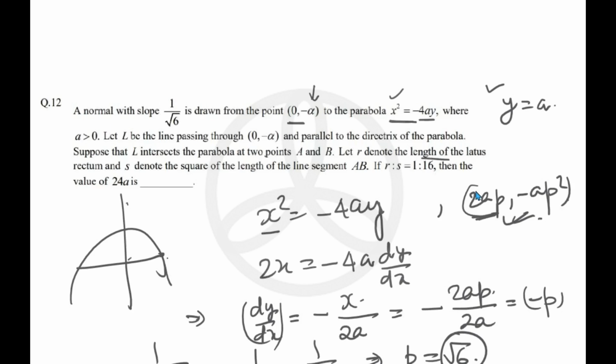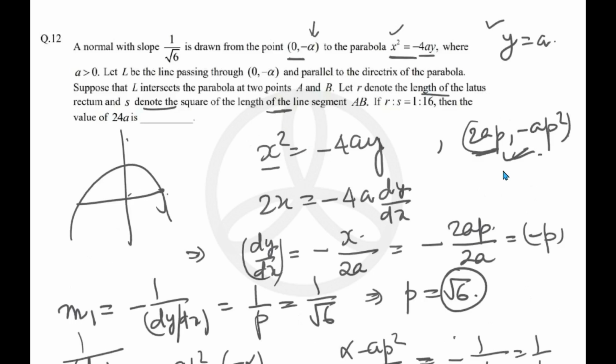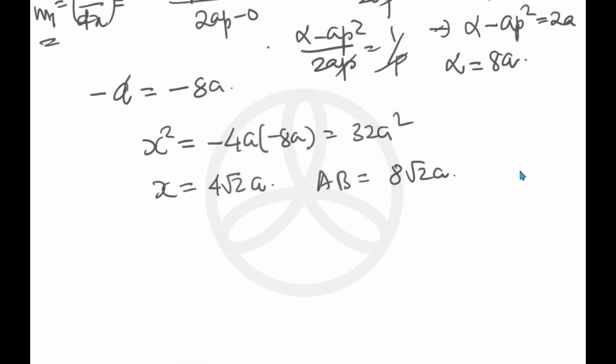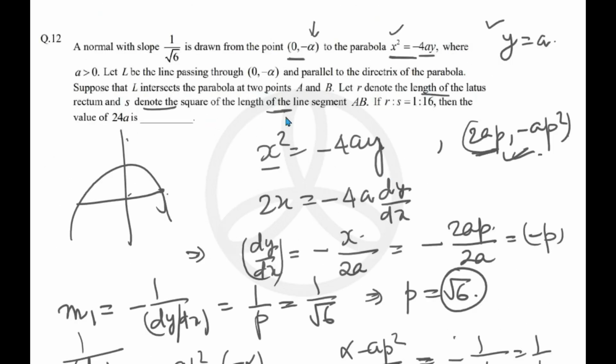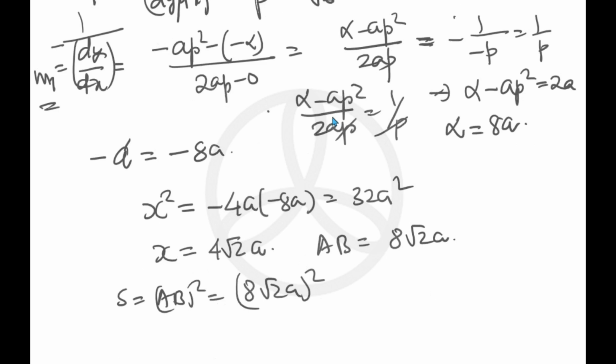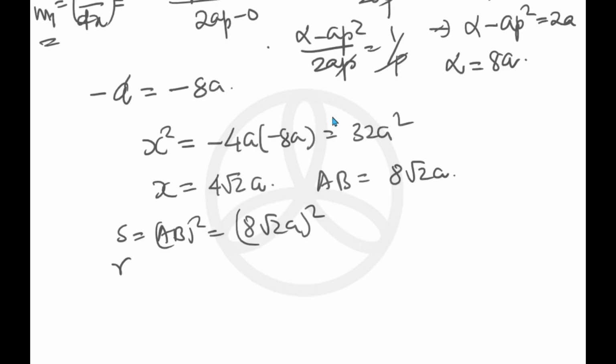R denotes the length of the latus rectum, and S denotes the square of the length of the line. We have already computed the length of the line, which is AB. So S is nothing but AB square, which is 8 square root of 2a, squared. And for this, the length of the latus rectum will be 4a. Okay, this is R, this is 4a.